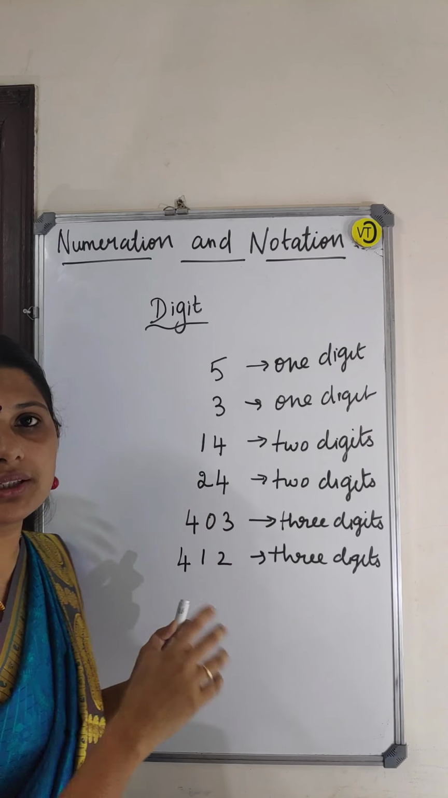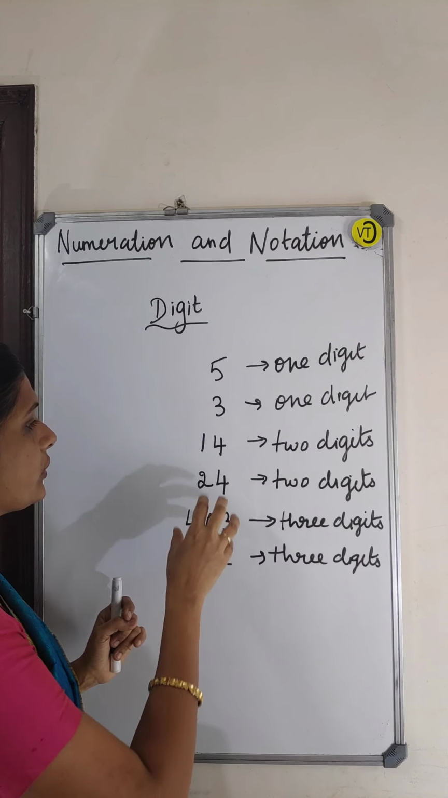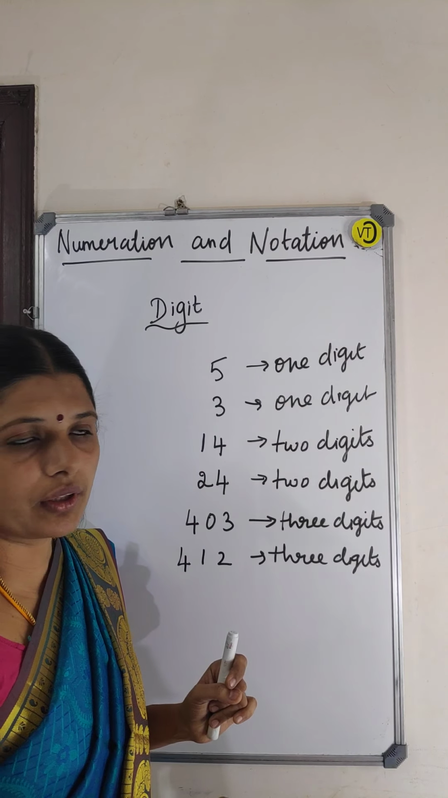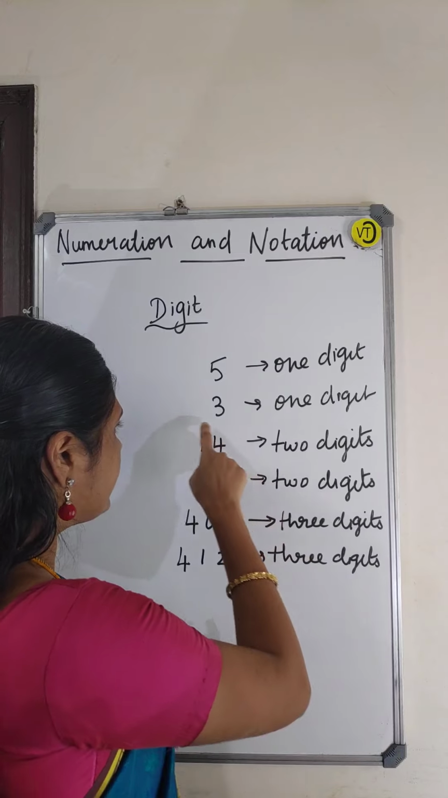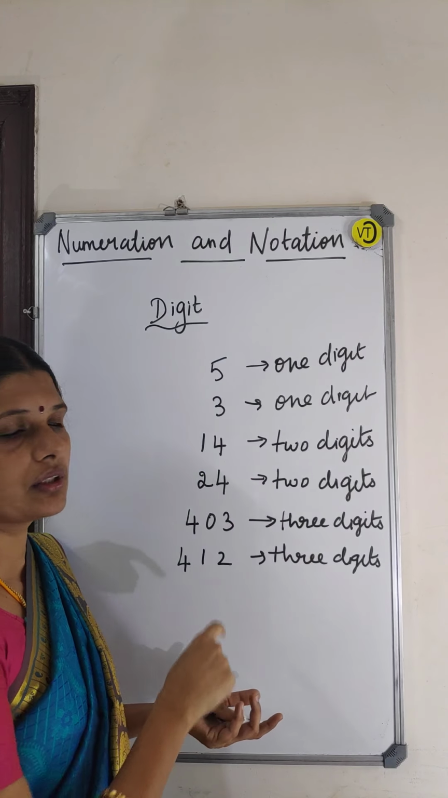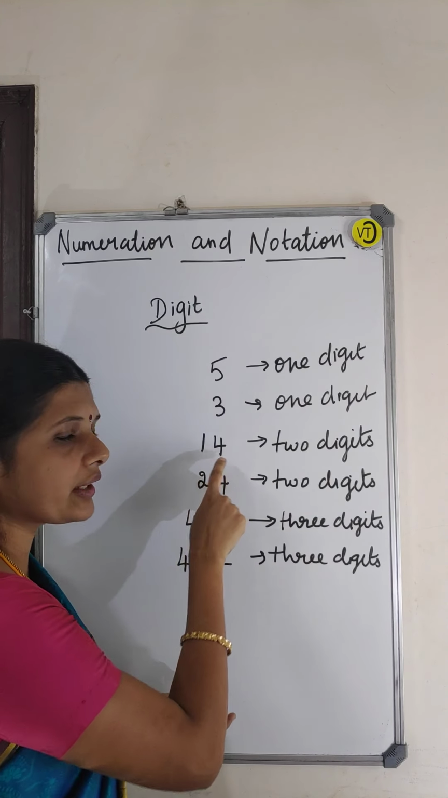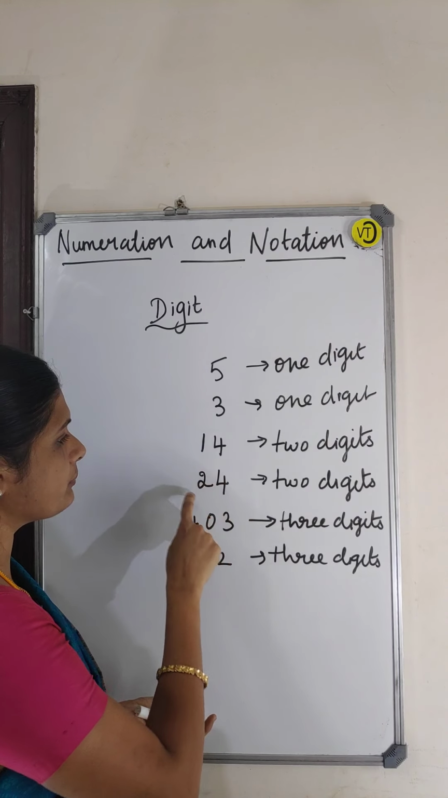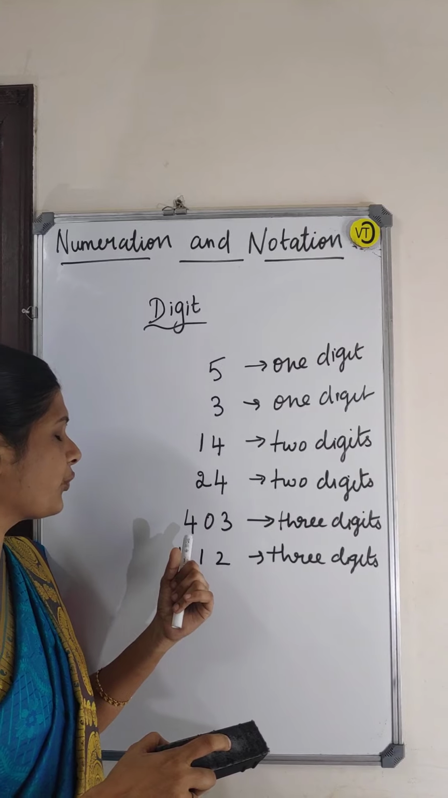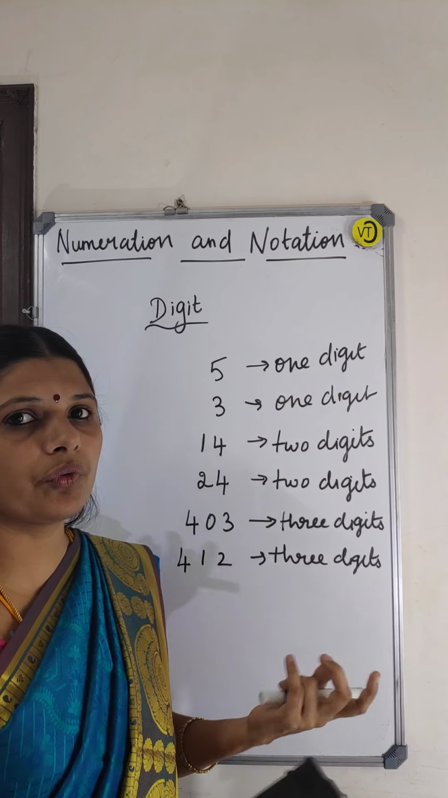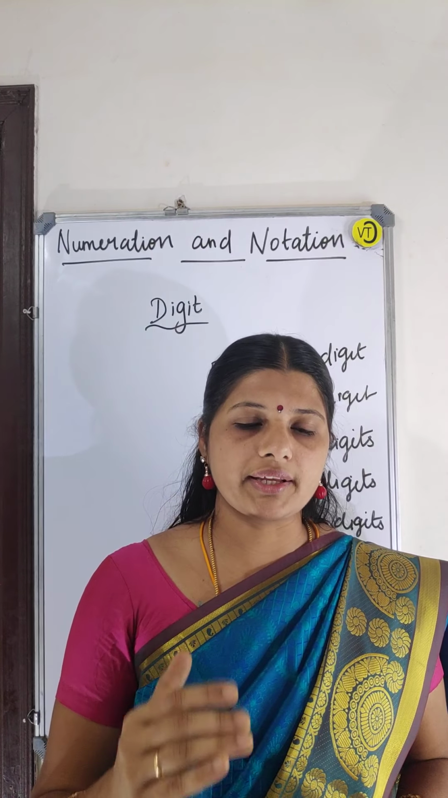These are the numbers. Numbers means you have to call the names. Right? So different names you have, like that numbers also have names. Number names. So 14 I can call this, I can call this number 24. Okay. How you are telling 24, 403, 412, how we can call this? So I will explain now.